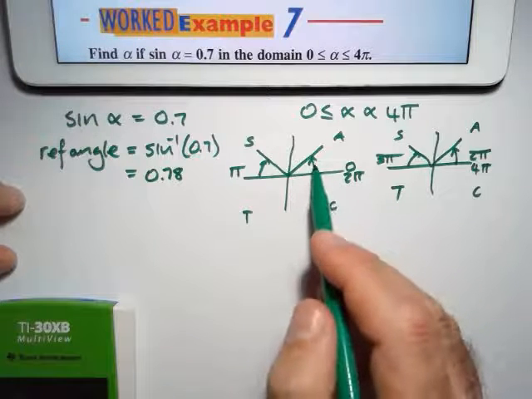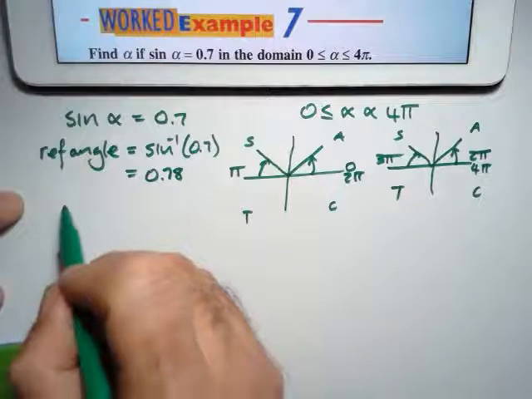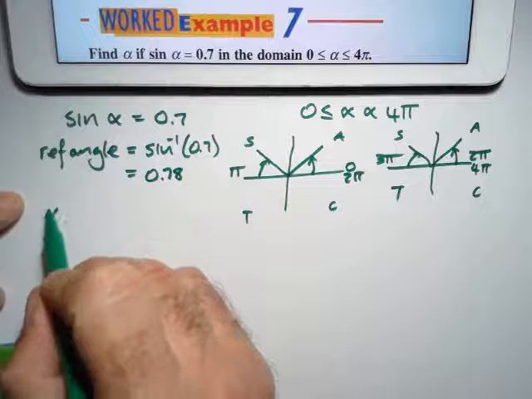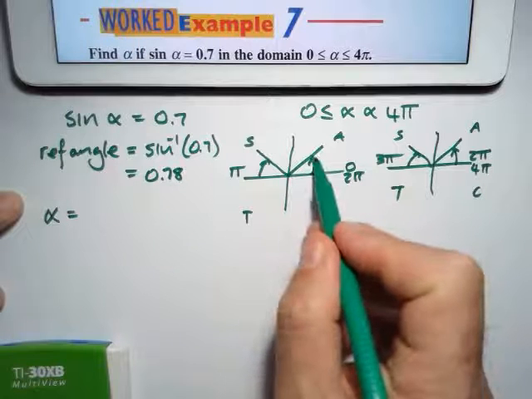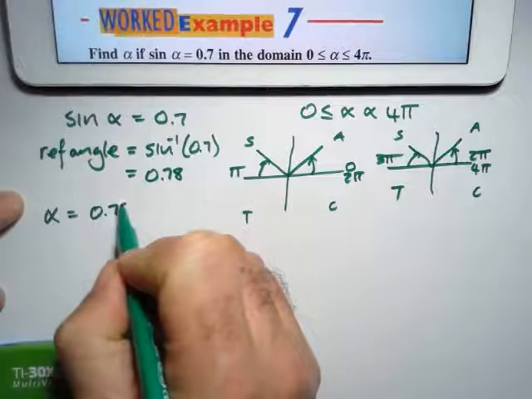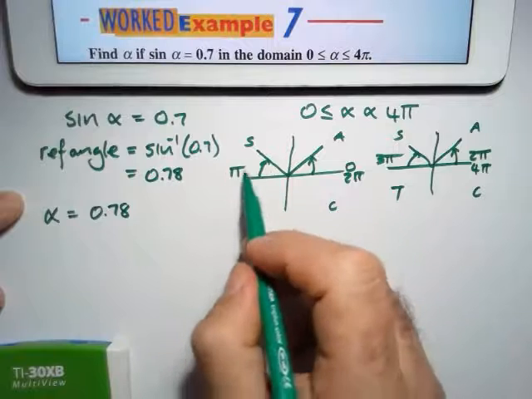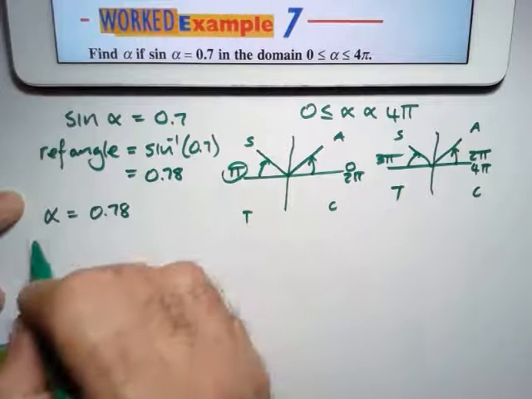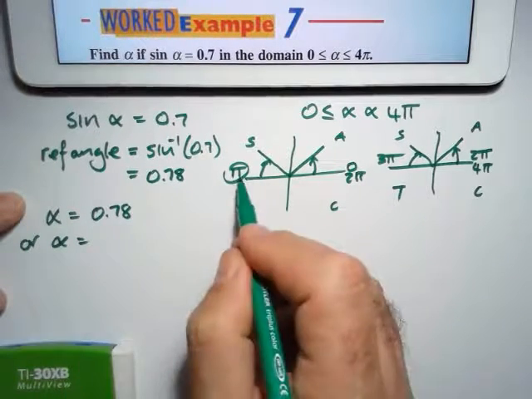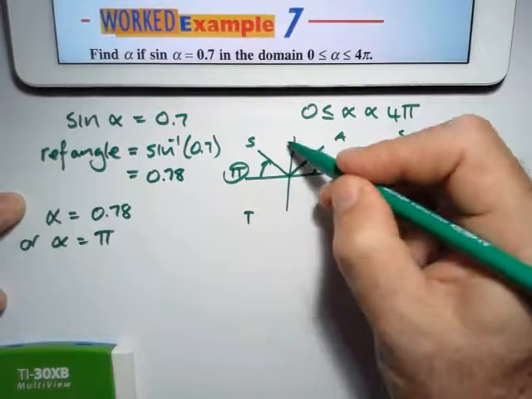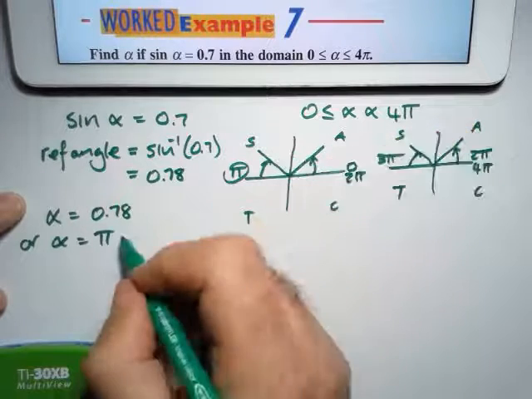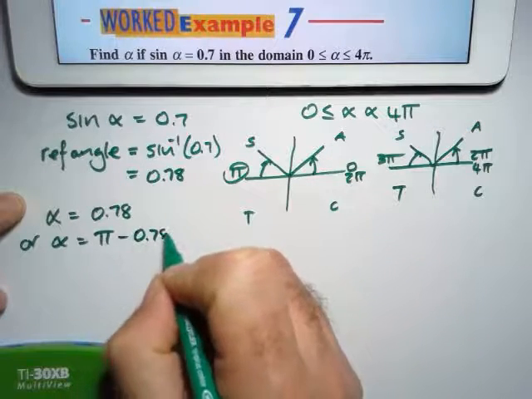The first one will be my first quadrant, so I'll say therefore alpha equals 0 plus 0.78. In my second quadrant it is pi, so alpha equals pi. I'm going back in the negative direction, so it's pi take away 0.78.